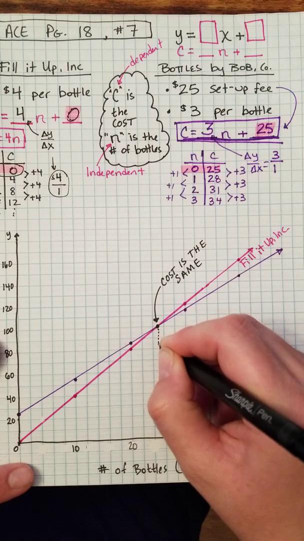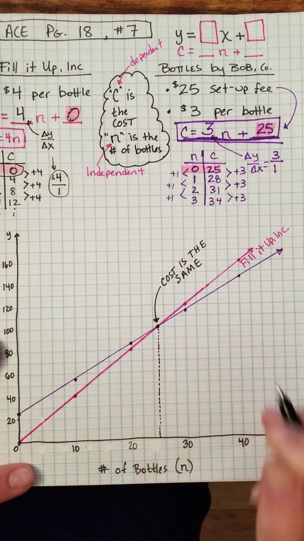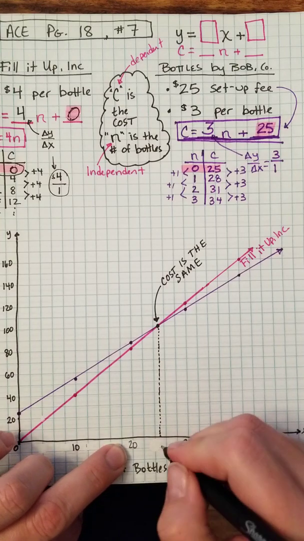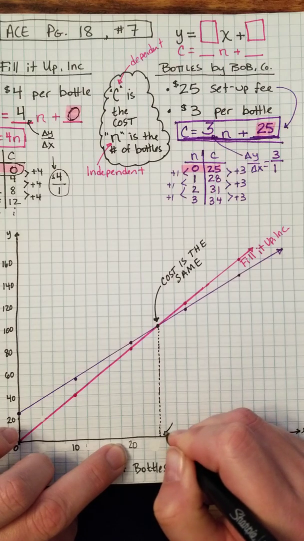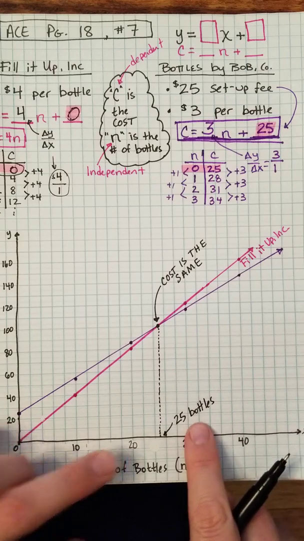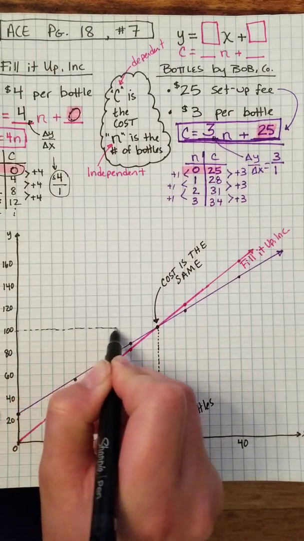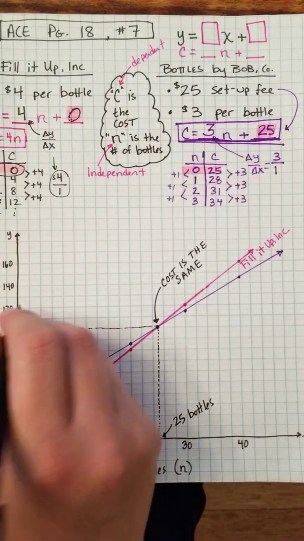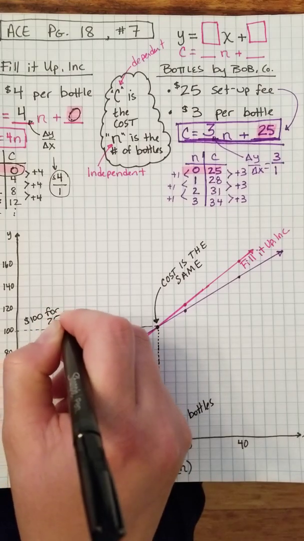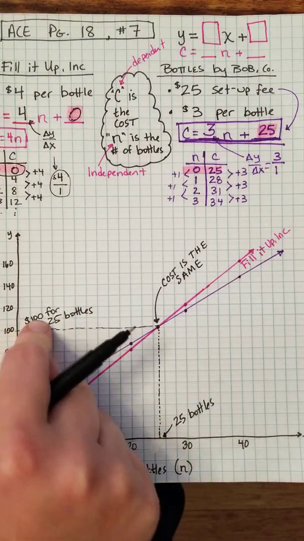If I come down from there, I can see, so I went up by 2, so this is 20, 22, 24, 26. So right here, I am at 25 bottles. So at 25 bottles, both companies have a cost of $100. So 25 bottles would give them both a cost of $100.